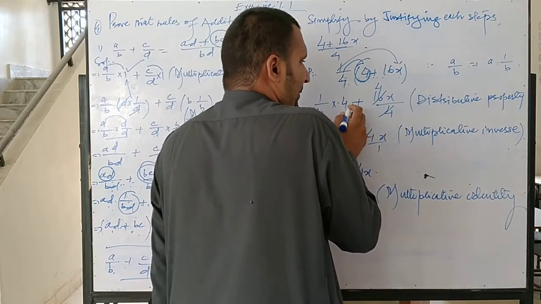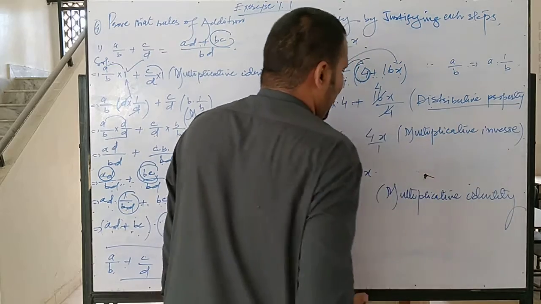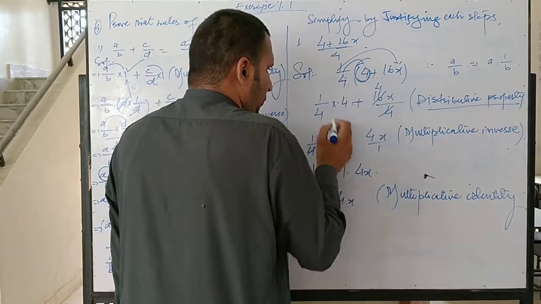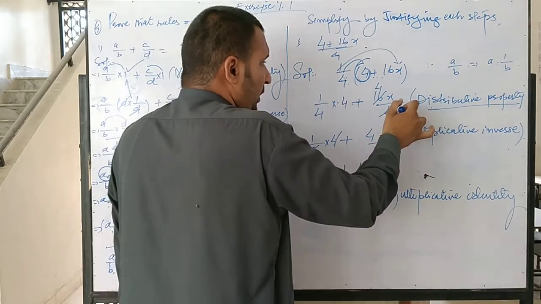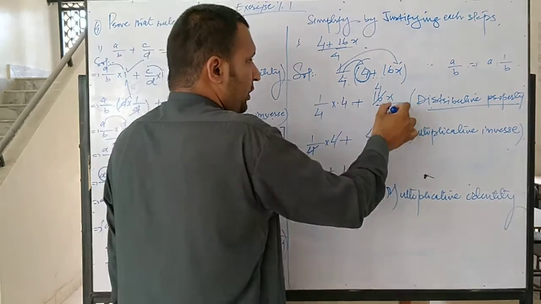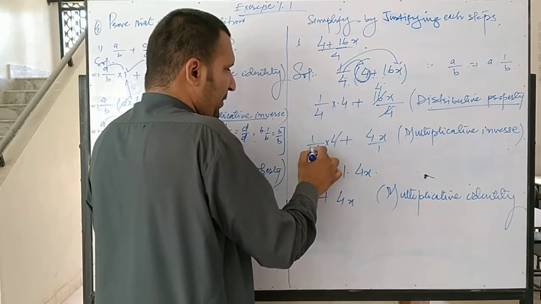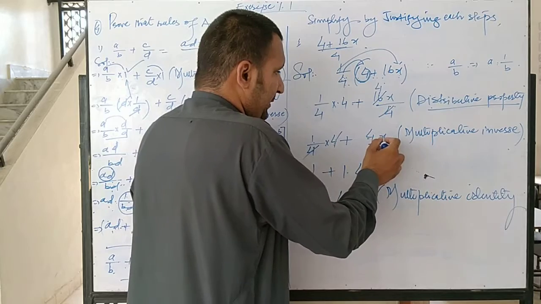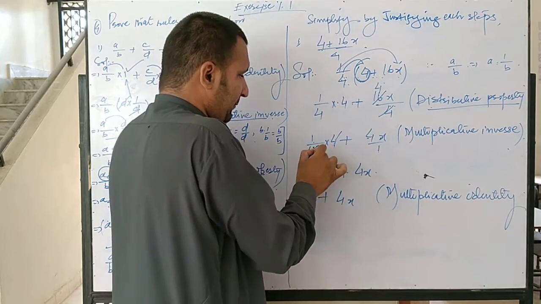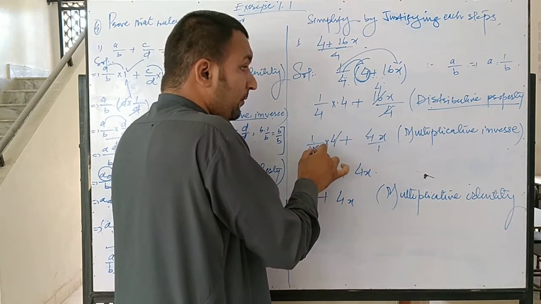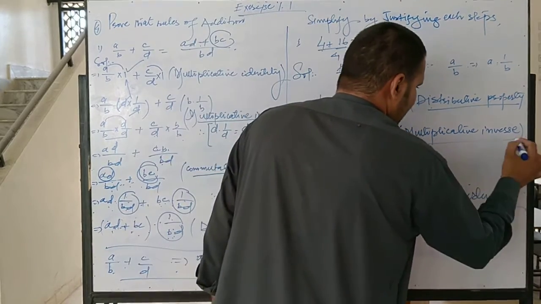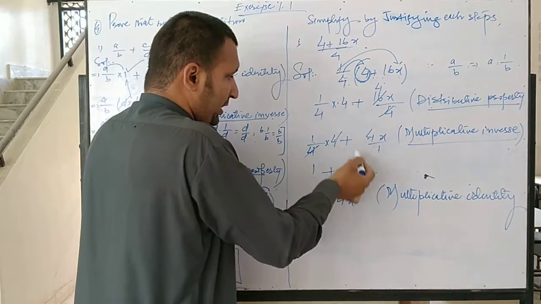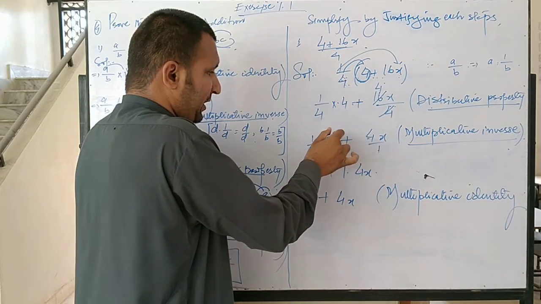Means we have applied the distributive property of multiplication over addition. Again, 16 divided by 4 is equal to 4 times. Again 1 upon 4 multiply 4 plus 4x divided by 1. Means cancel. This is the property of multiplicative inverse. Means we have used the multiplicative inverse. Means 1 upon 4 multiply 4. Means this is the property of multiplication.